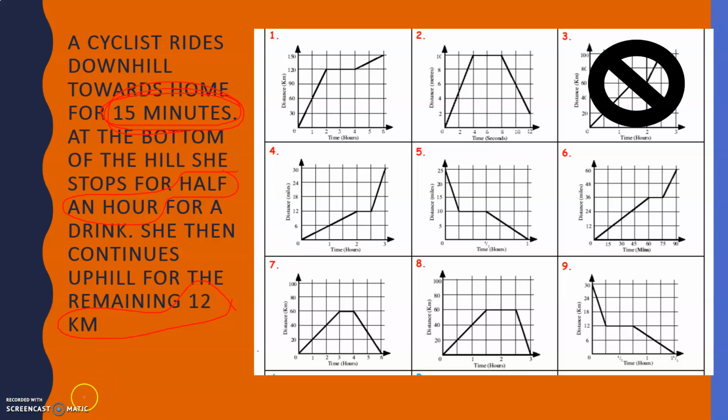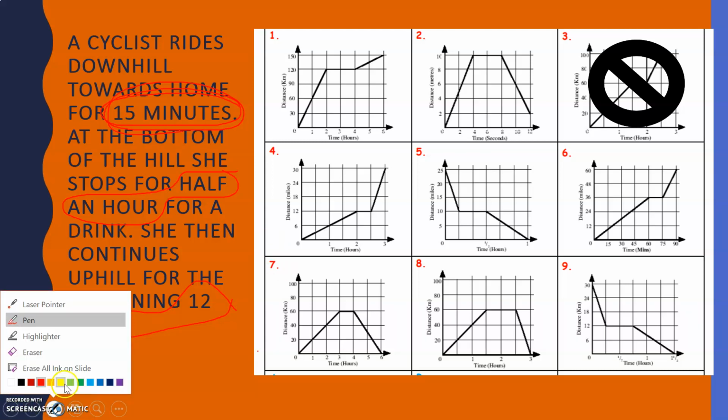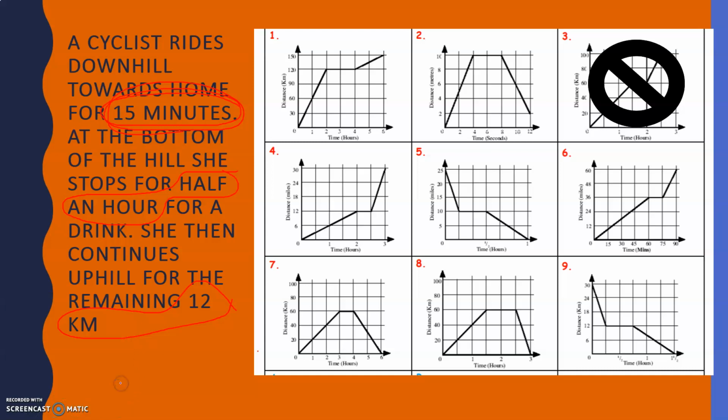Well, the first thing that we can notice is that her first set of motion is actually going downhill towards home. So she's not going away from home. She's going towards home. So on a graph, if we're going towards home, that means that we're starting far away and we're coming back towards our home. So that's going to be indicated by a negative slope. So this graph has a positive slope at the beginning, so it can't be this one.